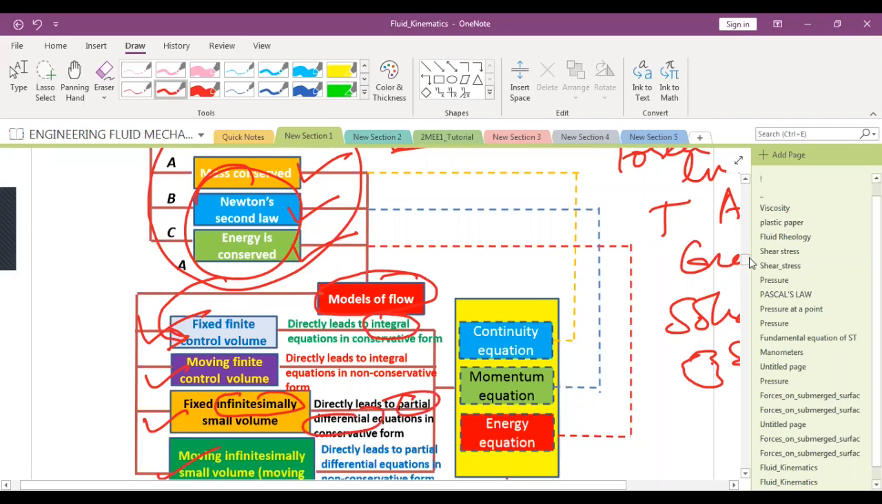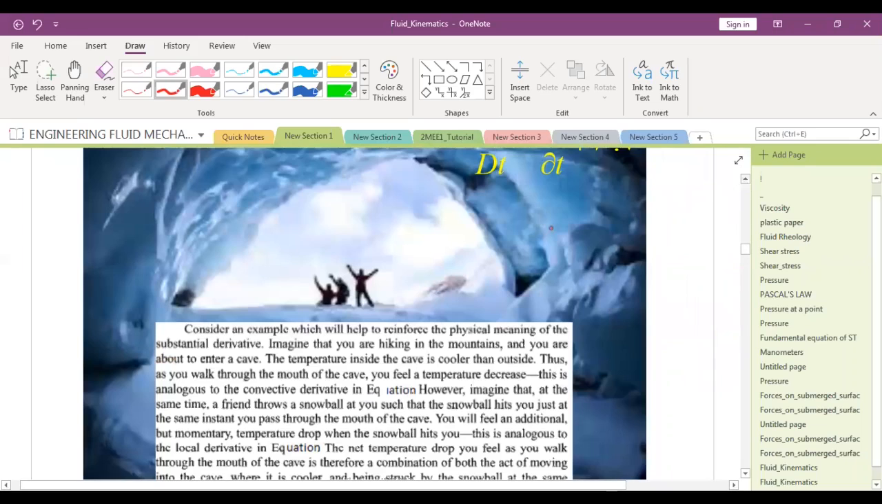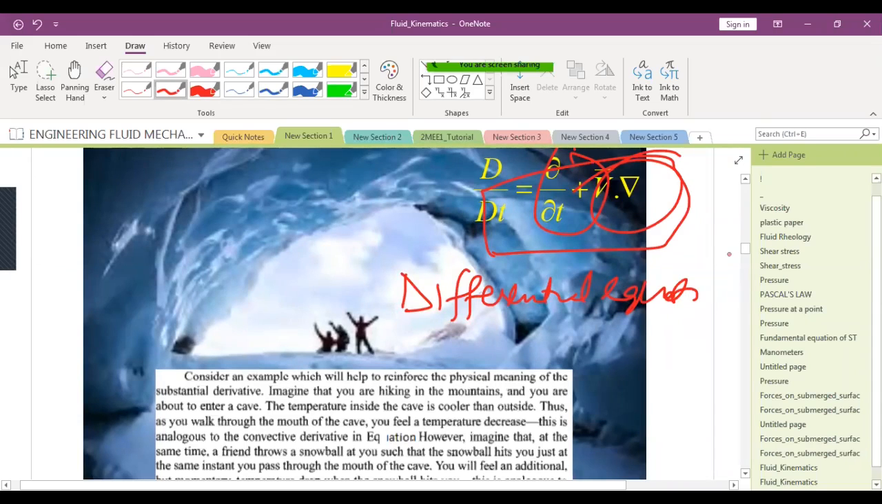So you have already seen that in the substantial derivative we get partial differential equations. So whenever you apply the laws to an infinitesimally small volume or differentially small volume, you get differential equations. And when you apply those laws to a finite size control volume, you get integral equations.